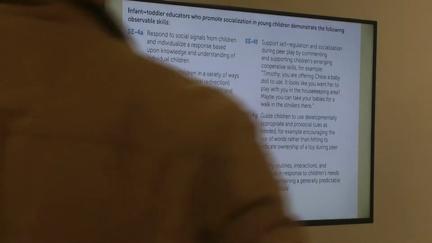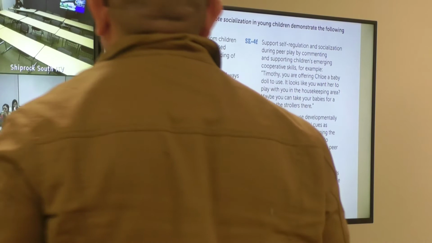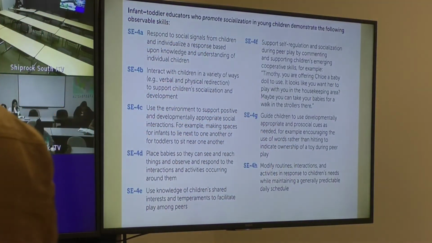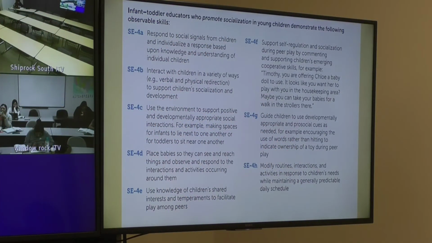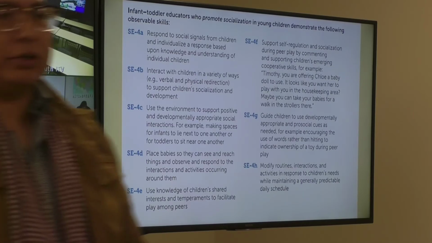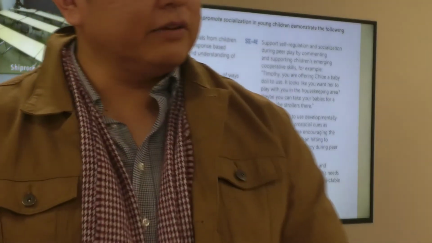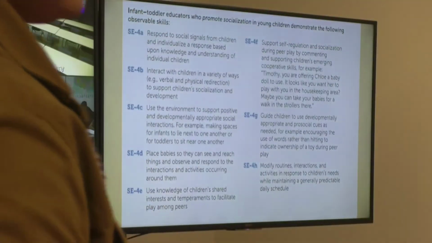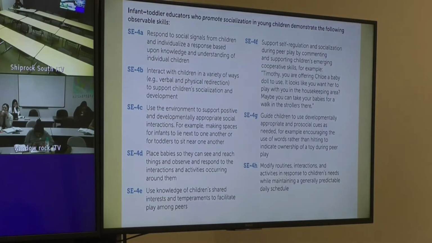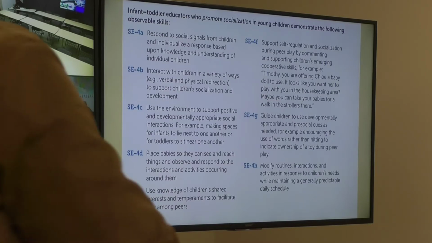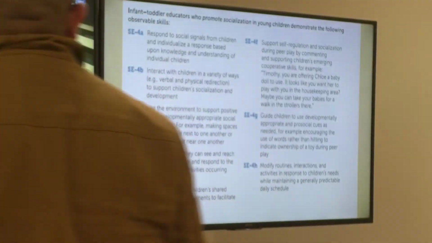So now, place babies so they can see and reach things and observe and respond to the interactions and activities occurring around them. Number 4E, use knowledge of children's shared interests and temperaments to facilitate play among peers. And I've seen individuals say, you know what, that's your relative, go play with them. The child's like, I don't know that person. They look like me, but I don't want to play with them. People were like, just go play. And then support self-regulation and socialization during peer play.